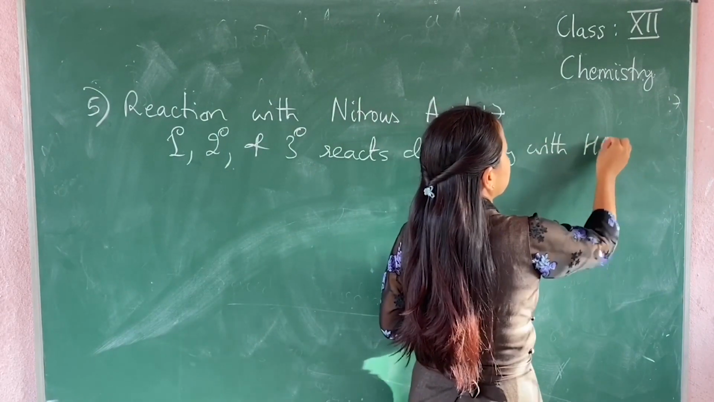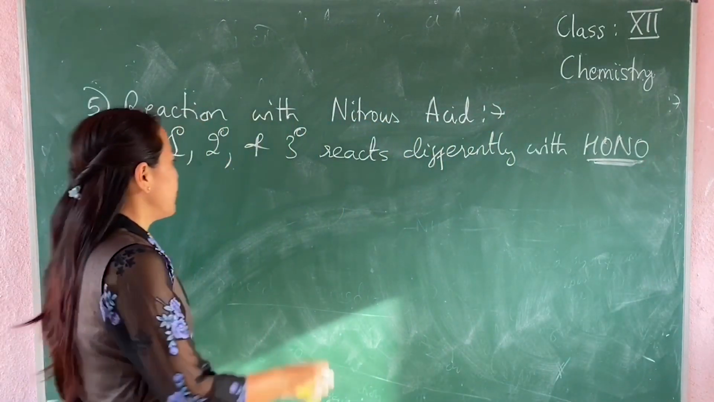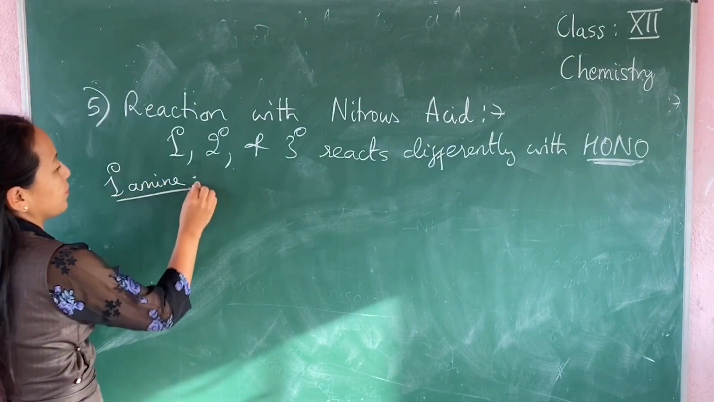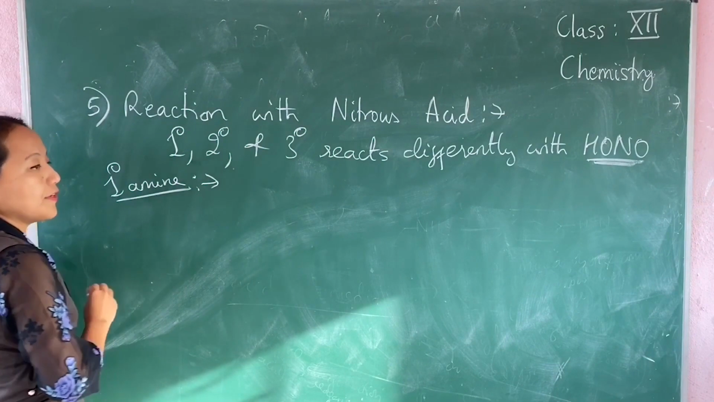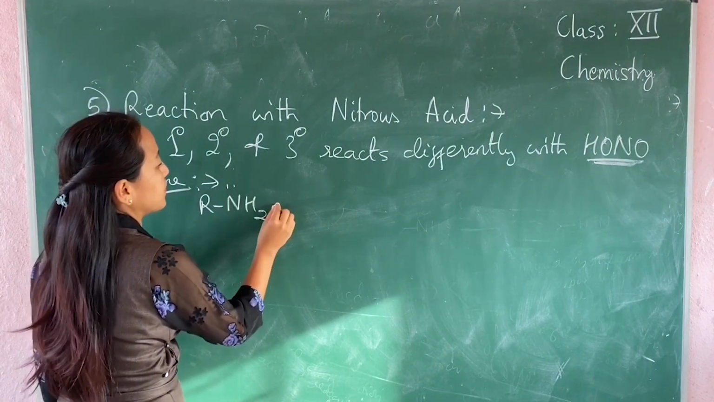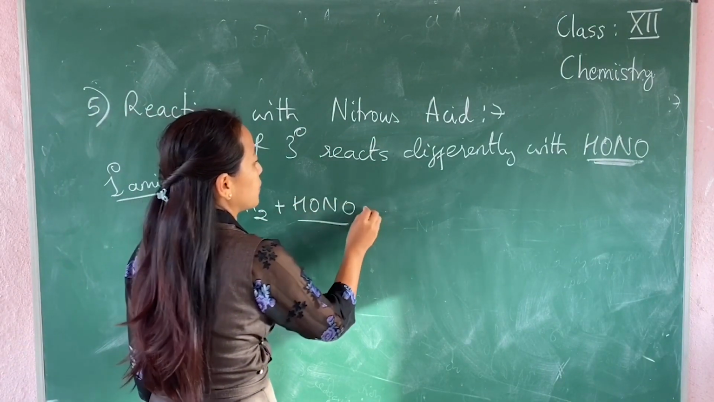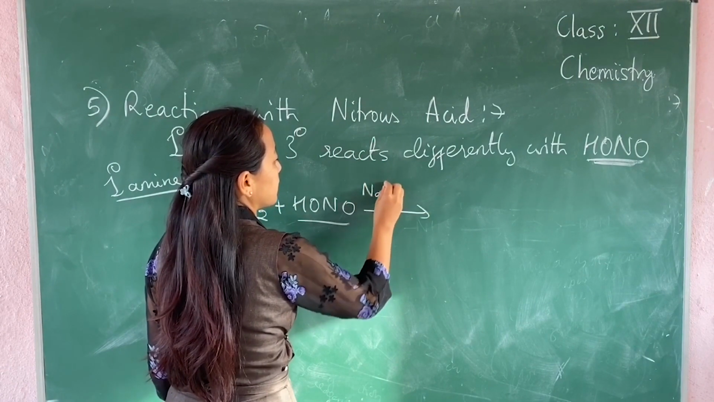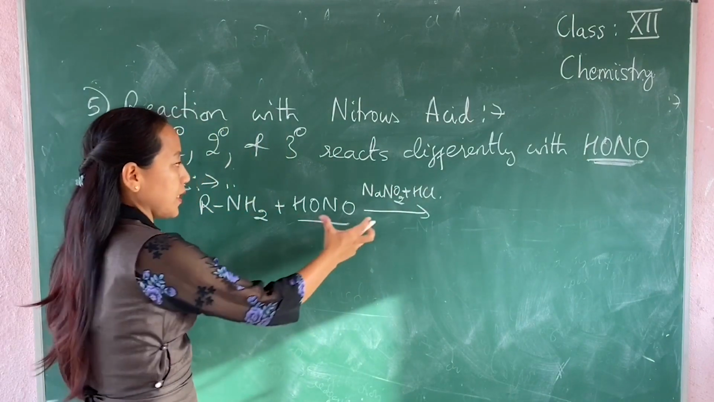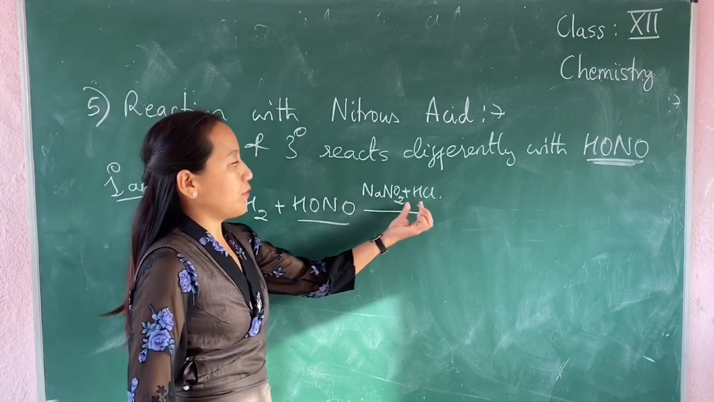With nitrous acid, HONO. Now let me take a primary amine. Let's say I have an aliphatic primary amine, RNH2. When it reacts with HONO, which is produced when sodium nitrite reacts with HCl. So this reagent is prepared very freshly. It is prepared by treating sodium nitrite with HCl.